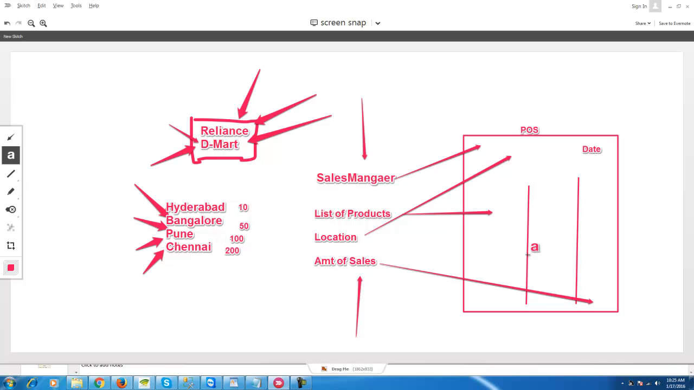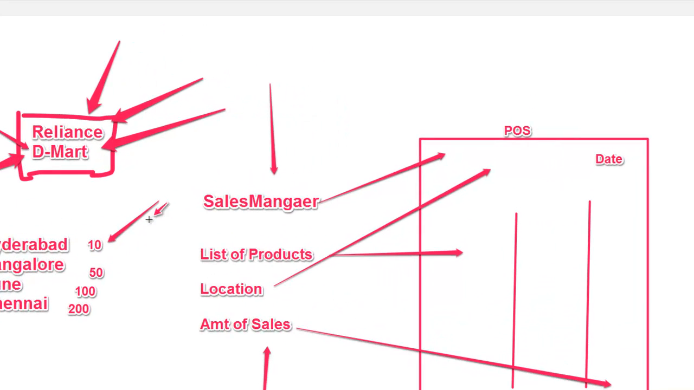From each of the stores, maybe in a day you are getting around 500 customers, or on average I'm calculating 500 customers. So for a single store it is 500, and with 10 stores that is 500 into 10. That is the number of receipts that will be generated, and just for Hyderabad it would be 5,000 receipts. So now what happens?